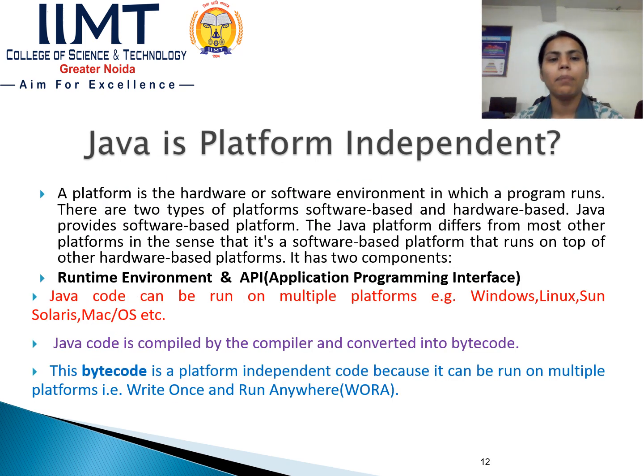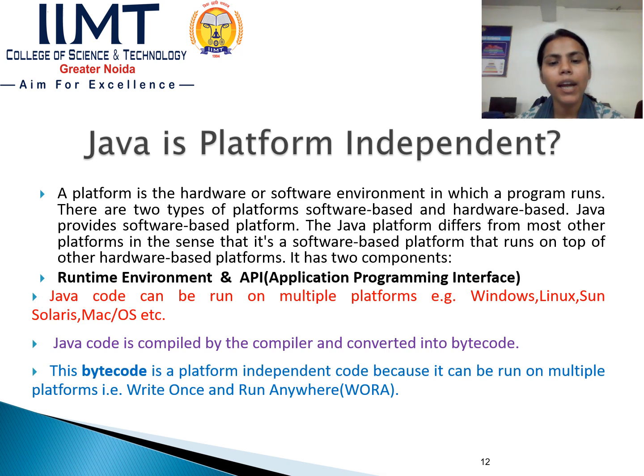Java is platform independent. A platform is a hardware or software environment in which a program runs. There are two types of platforms, software-based and hardware-based. Java provides a software-based platform. The Java platform differs from most other platforms in the sense that it is a software-based platform that runs on top of other hardware-based platforms. It has two components: runtime environment and API, application programming interface. Java code can be run on multiple platforms, for example Windows, Linux, Sun Solaris, Mac OS, etc.